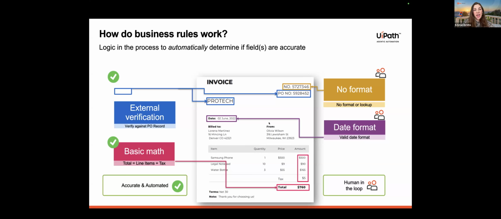And then once you're able to get all of these from a business rule perspective, let's say any one of these fail, that is where you could flag and bring in that human in the loop to review.